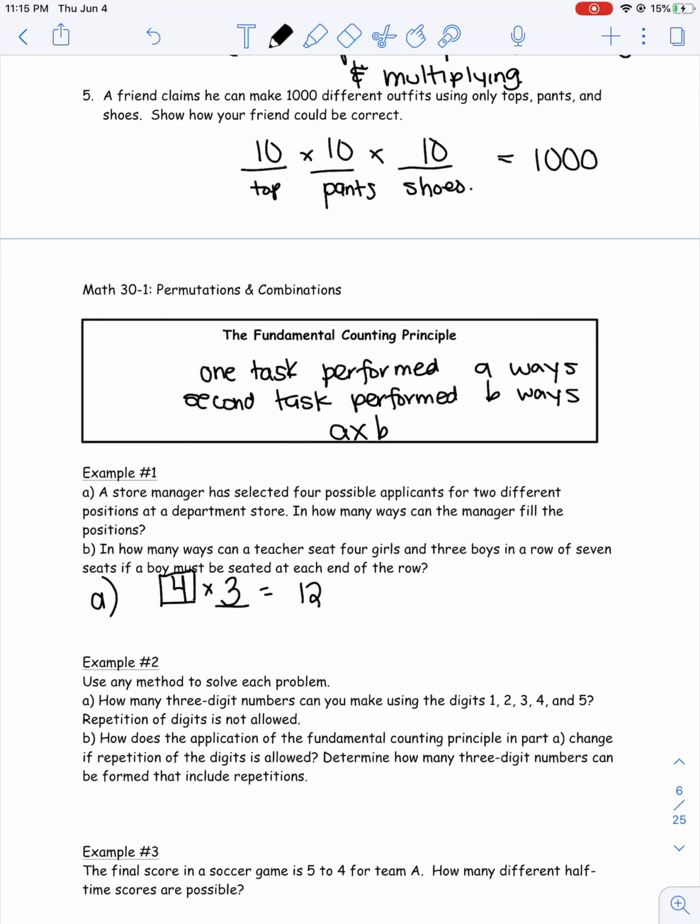For B, it says, how many ways can a teacher seat 4 girls and 3 boys in a row of 7 seats? So what I like to do for these cases is write out how many spots there are, which are 7.